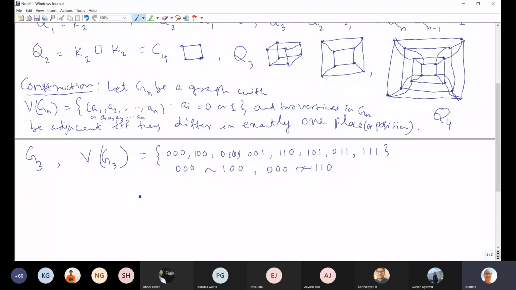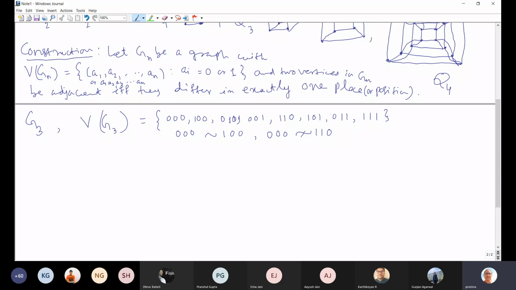Well, how does this graph G3 look? Can we draw this G3 like this? So here I'll take this vertex 0, 0, 0, and it is adjacent with 1, 0, 0, and also adjacent with 0, 1, 0, and also adjacent with 0, 0, 1. These are the three neighbors of 0, 0, 0.